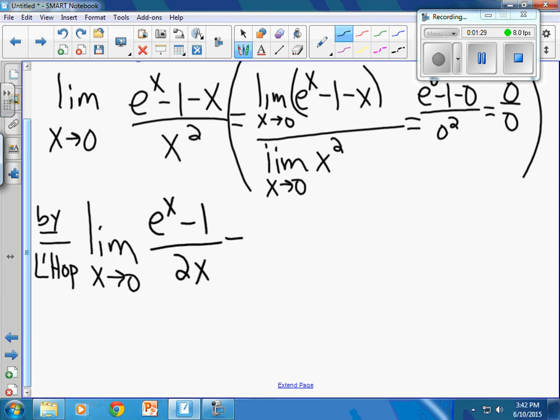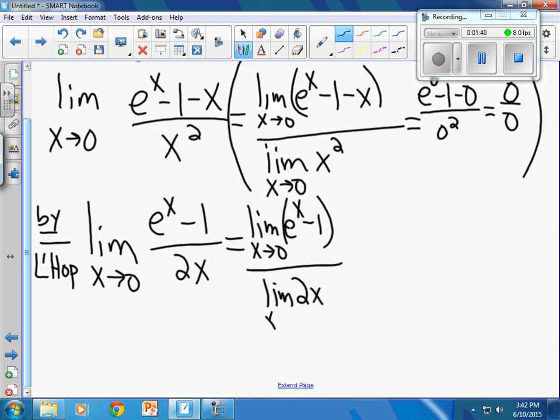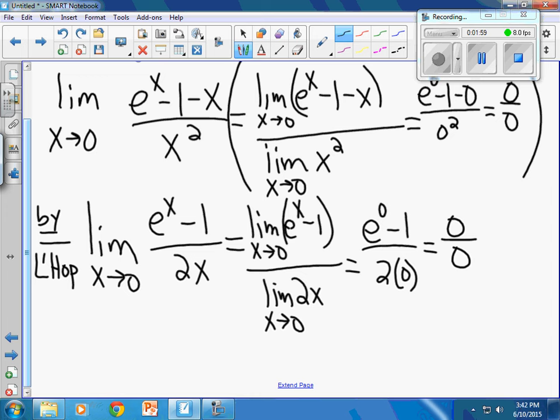If we try the quotient rule here, the limit of e^x - 1 as x approaches 0 divided by the limit of 2x as x approaches 0. These are both continuous functions. So e to the 0 minus 1 divided by 2 times 0. e to the 0 is 1. 1 minus 1 is 0. 2 times 0 is 0. Another indeterminate form. So our quotient rule fails yet again.